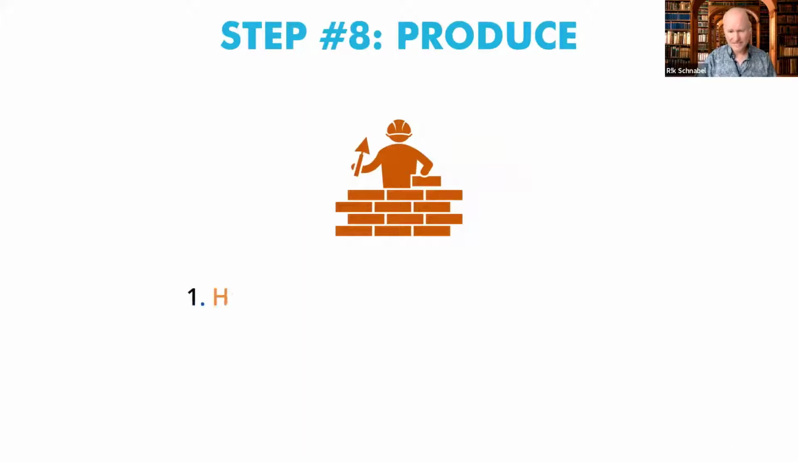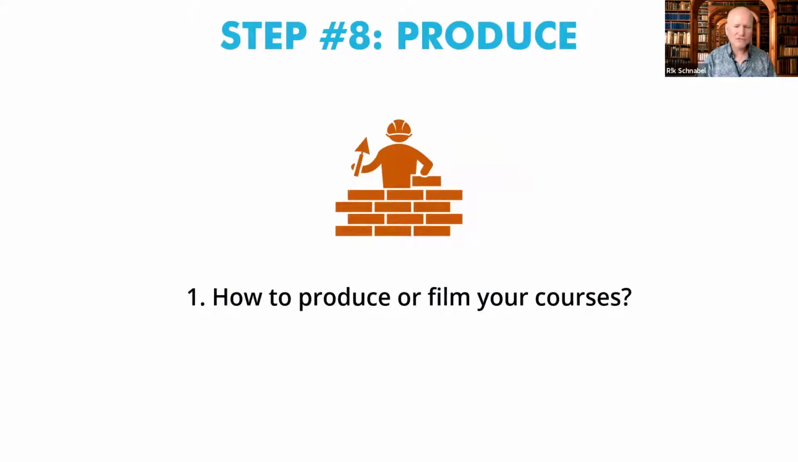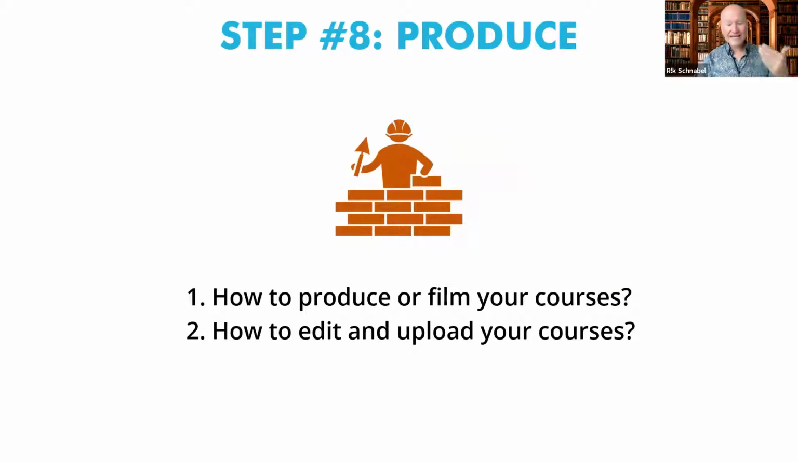Step number 8 is production. So the thing is how to produce or film your courses. And there are many, many ways that you can actually do this. Then, of course, how to edit and upload your courses onto a platform. And for example, many of our students just simply upload their courses onto YouTube and just deliver the links of the YouTube videos to their buyers, or you might call them your students. And so that is a very cheap, in fact, free way that you can deliver your content.